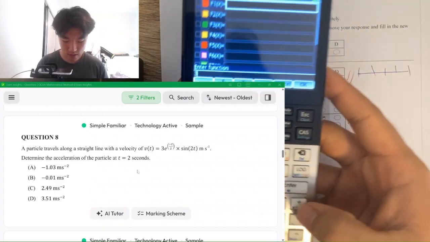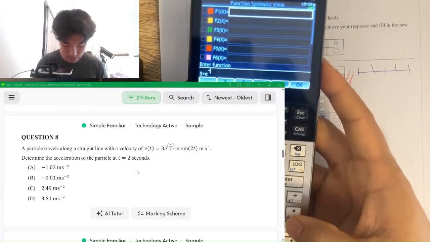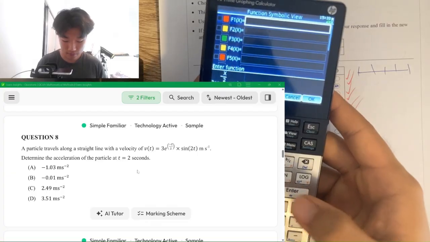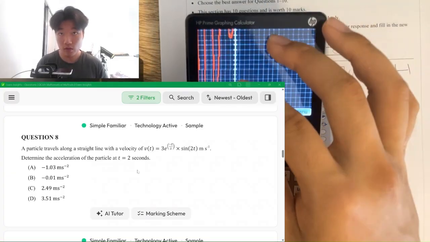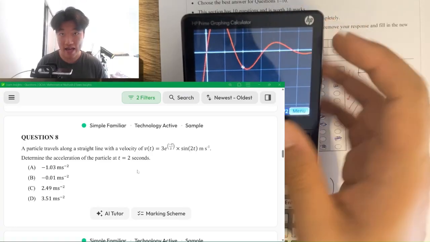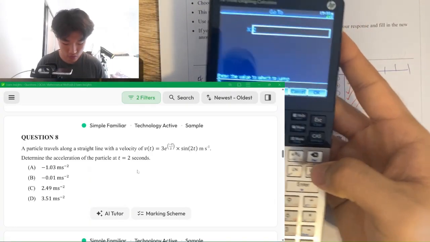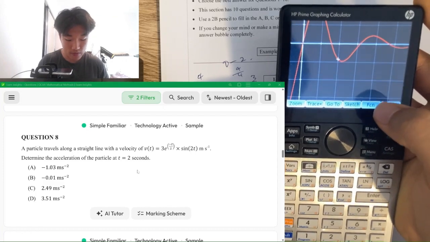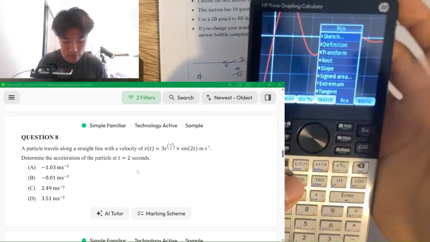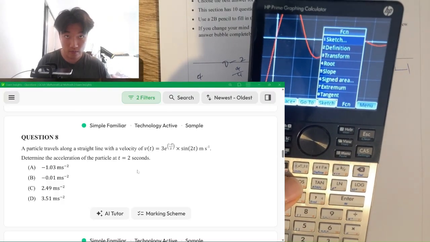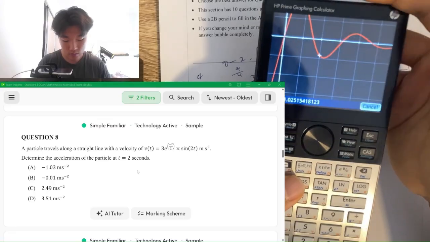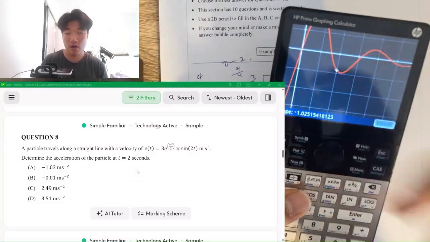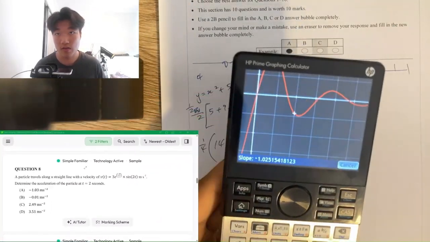So the velocity function is 3e to the negative t over 2, multiplied with sine of 2t. Then we plot. We want the acceleration at t equals 2. So we sub in 2 and press enter. That's not what we want. That's the velocity at 2. So we go function. This is exactly what I meant. Here we press slope like we did in the previous questions. We get negative 1.03, rounded to 2 decimal places since the answers are provided in 2 decimal places. And that is A.